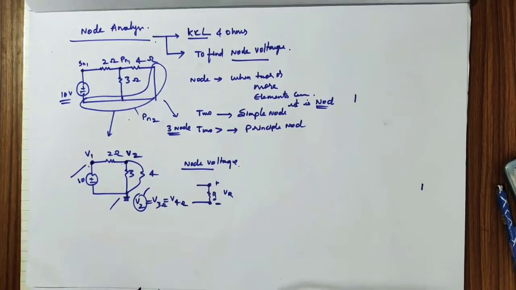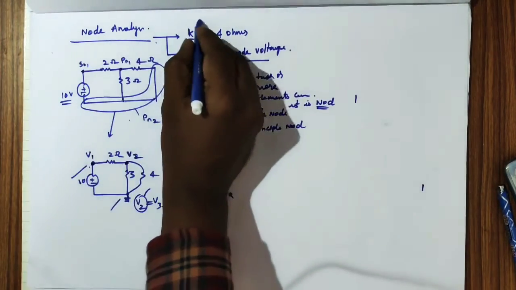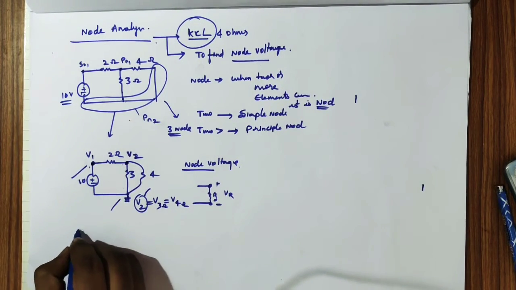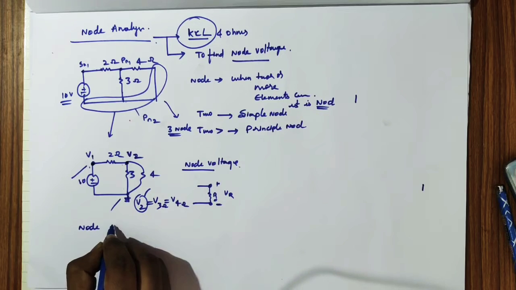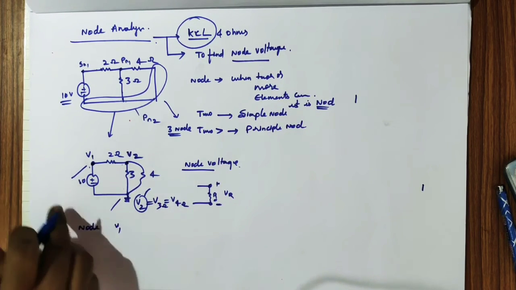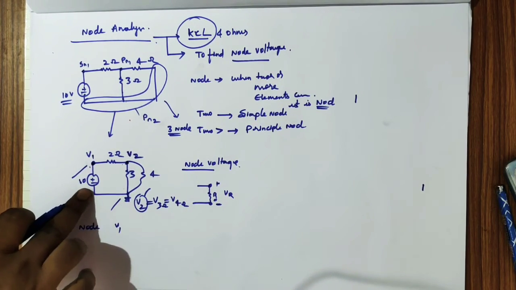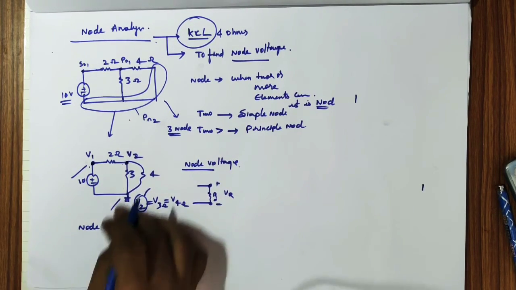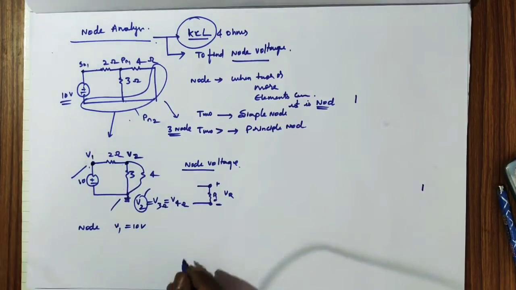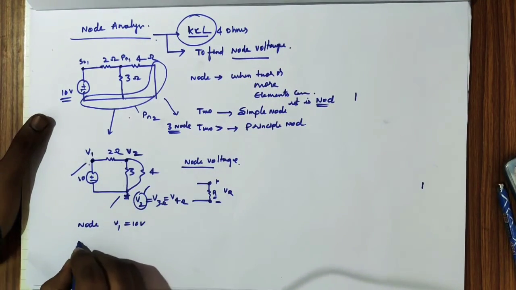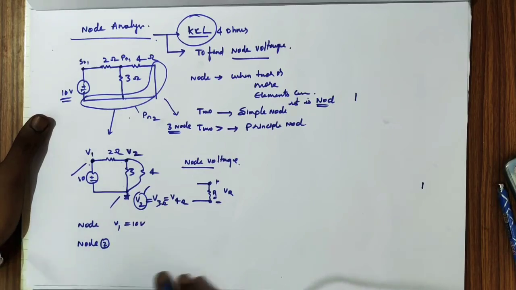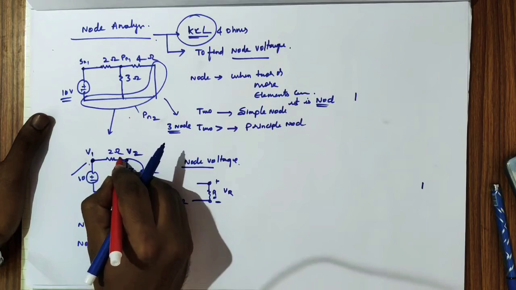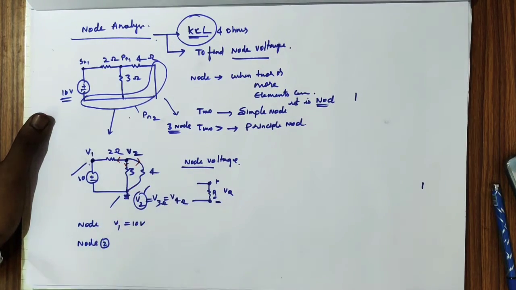Now to do node analysis we need KCL. So what is the voltage at the node? Voltage V1, with respect to ground, is already given, that is 10 volts. Now guys listen carefully. At node 2, according to KCL, we need to assume that currents are leaving from that node.